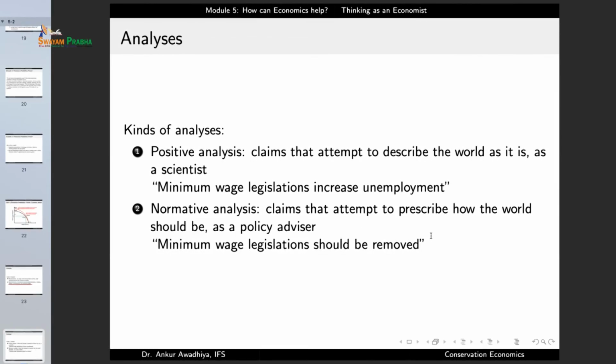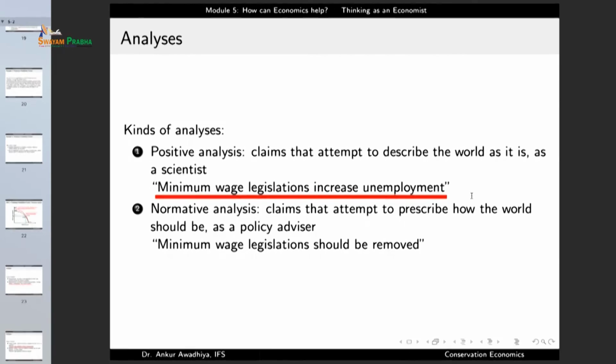Another aspect of analysis is that economics can make use of positive analysis or it can make use of normative analysis. Now, positive analysis is an analysis that attempts to describe the world as it is, as a scientist, such as minimum wage legislations increase unemployment. So, in this case, we are not saying whether this should be done or that should be done. We are just giving things as a matter of fact that, in this case, minimum wage legislations increase unemployment. This is a fact that we are putting up. So, this is a positive analysis.